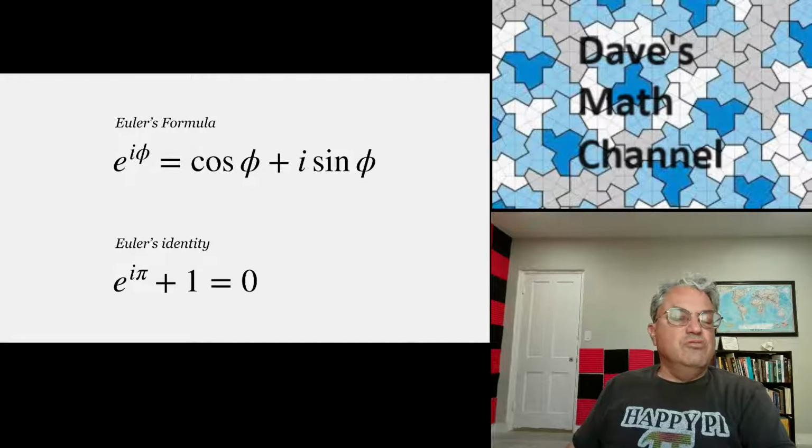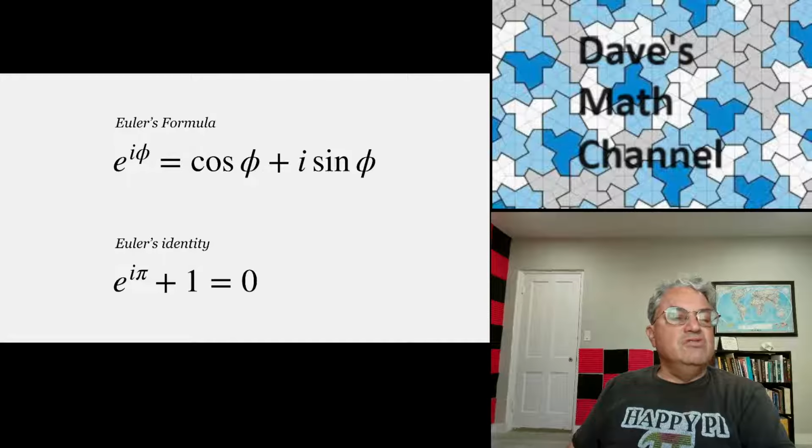And there's another formula that's considered equally amazing. This is a special case. The formula on the bottom is called Euler's identity. It says e to the i pi plus 1 equals 0. This is very easy to get from Euler's formula. You just plug in pi for theta. And remember that we're using radians here. So if you plug in pi for phi, what do you get?